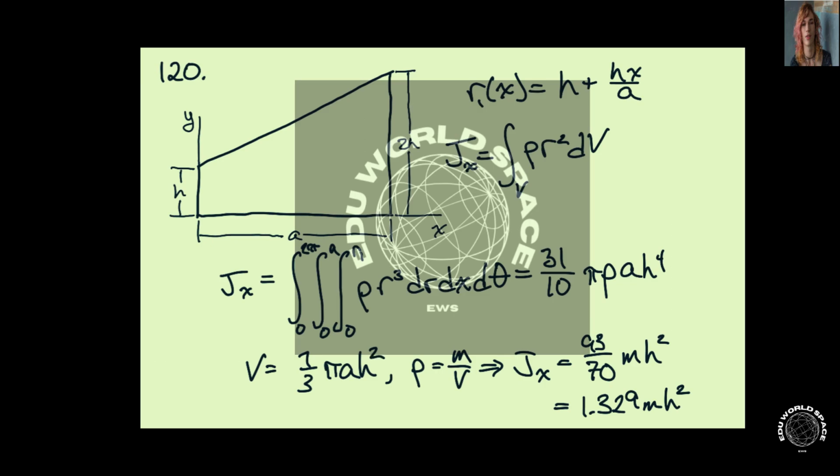We can also calculate the volume by just putting 1 into here. And we can crank through the calculus and get 7/3 pi a h squared. So the density is the mass divided by the volume, since it's uniform, as we were told. And so we can substitute this into here, and we get that the mass moment about this axis is 93 over 70 m h squared, or 1.329 m h squared.